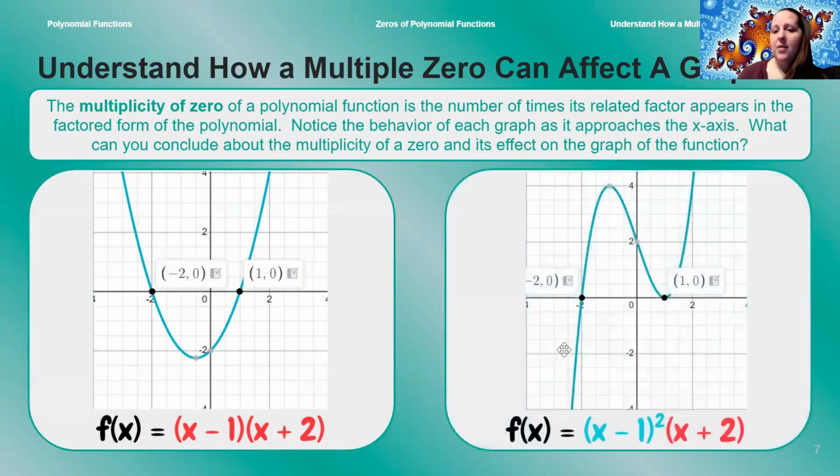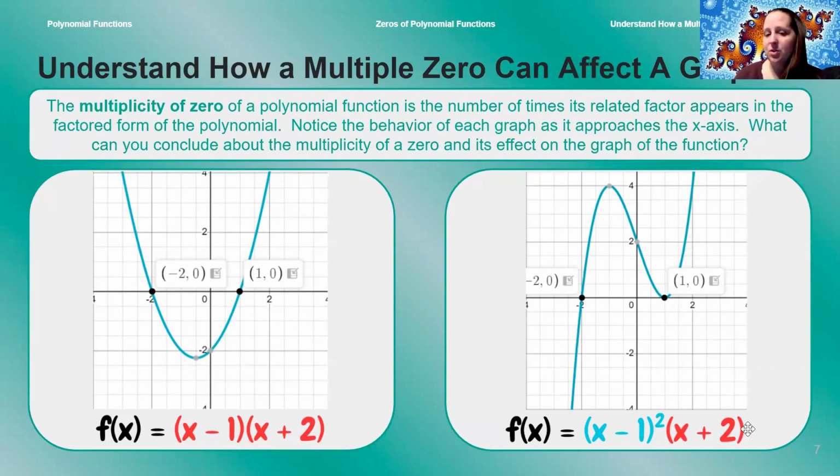Now, if I had something like (x minus 1) squared, what I'm really saying is x minus 1 times x minus 1 times x plus 2. So I have a multiplicity of 2 at x equals 1. That tells me I'm going to bounce off the x-axis and go back in the same direction that I came in. So I'm not crossing through the x-axis. I bounced off with that multiplicity.